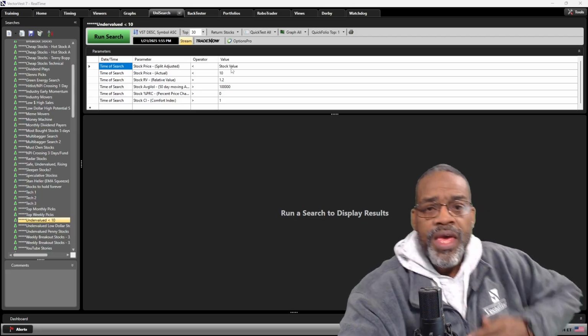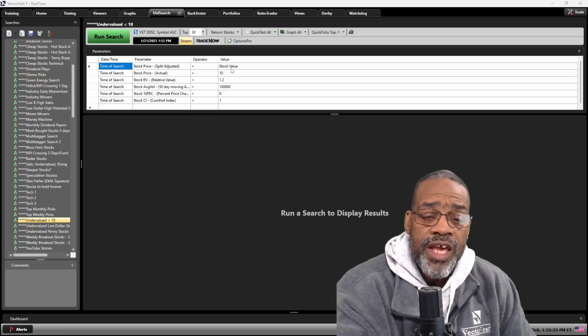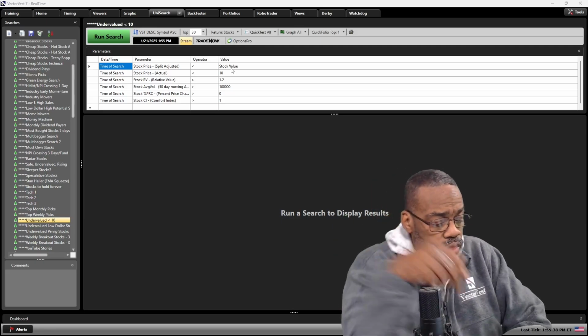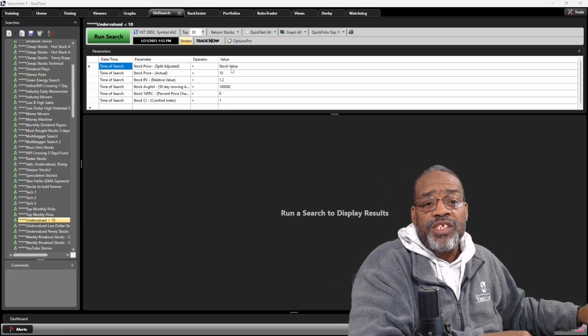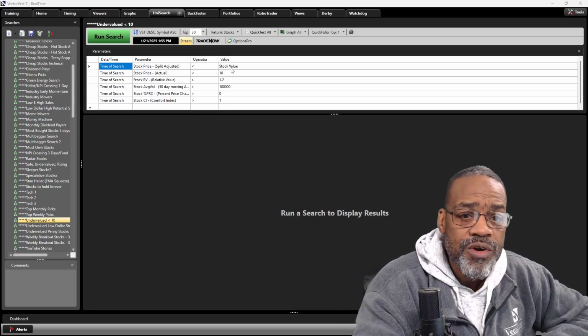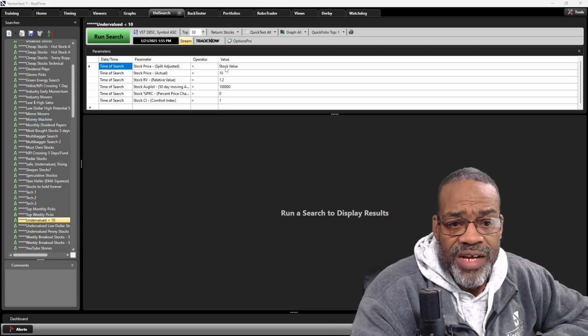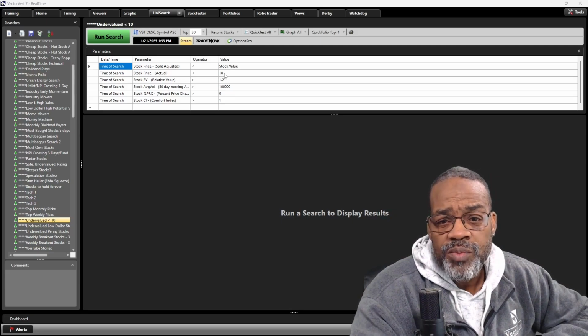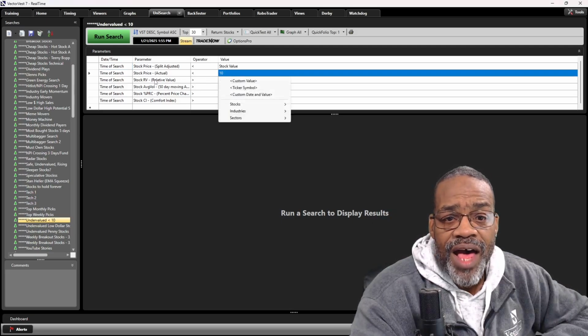So there's a number. That value, we can see if the stock is trading under or above that value to determine if the stock is under or overvalued. So it's nothing that you see out there in the world. It is something that you'll only find in the VectorVest software. I want the stock's price to be less than $10.